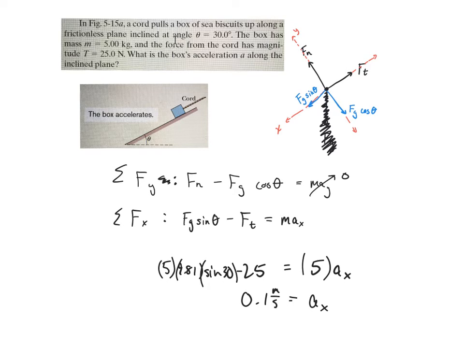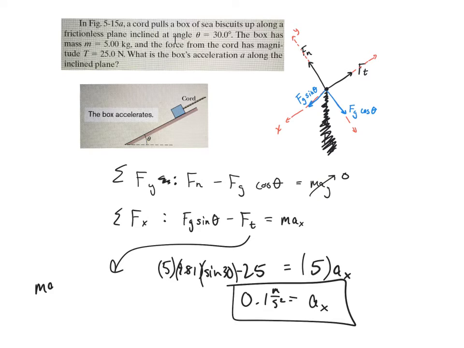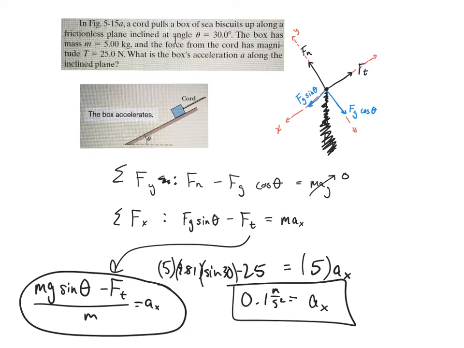Now, like the last problem we had, it's really more important to get the algebraic solution. So let's do that. This becomes mg sine theta minus FT, all over m, equals ax. Circled over there on the left is really the more important solution. And what does this tell me? Let's go through the process. This really does tell me a lot. The number's great, yeah.